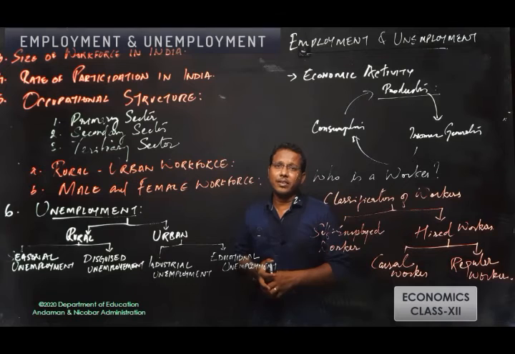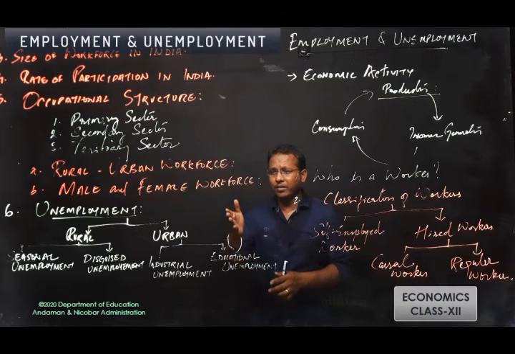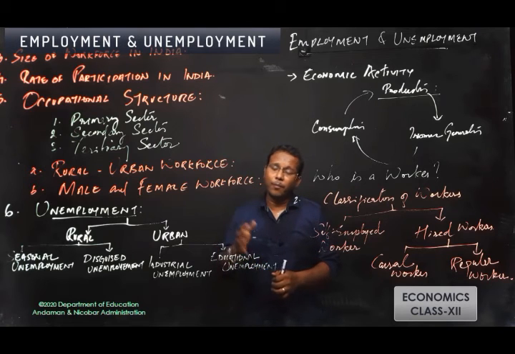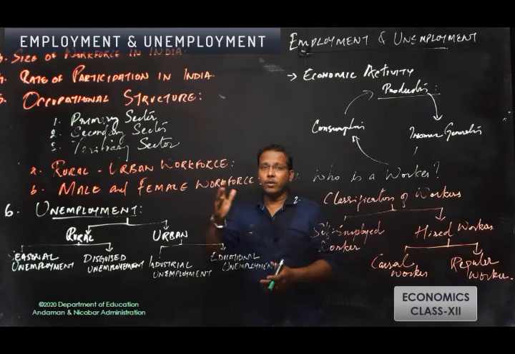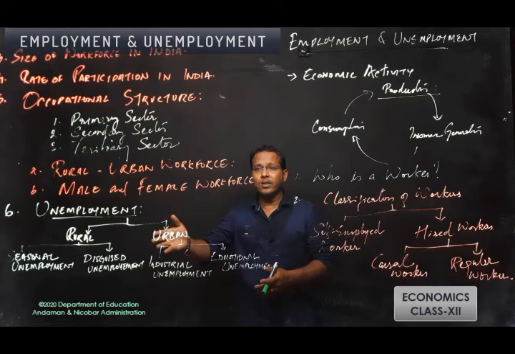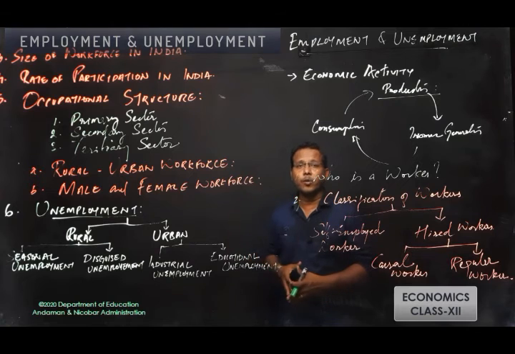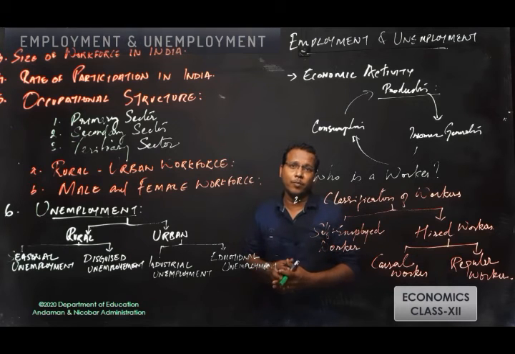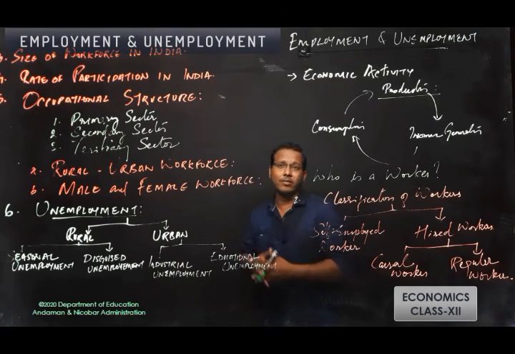In industrial unemployment, mostly the illiterate people in the urban area face such unemployment, those who are involved in production activities in the industrial sector or the manufacturing sector. So students, apart from rural and urban unemployment, we have seen that in rural we have seasonal and disguised unemployment, and in the urban sector we have industrial and educational unemployment. Apart from these, we have some common types of unemployment which prevail in different sectors of our economy. We will see these one by one.